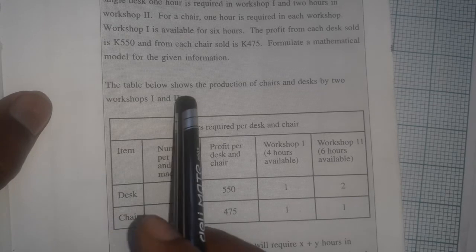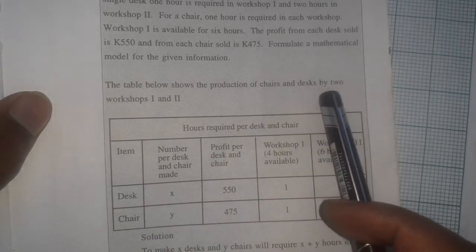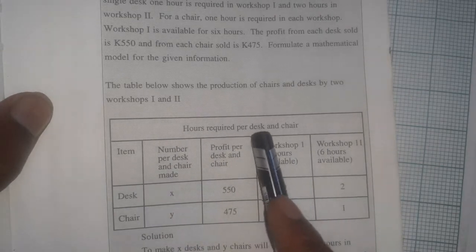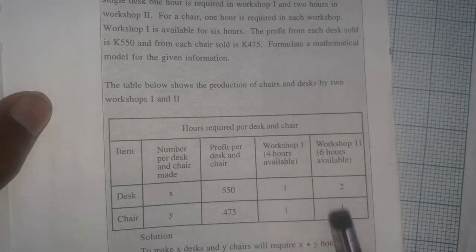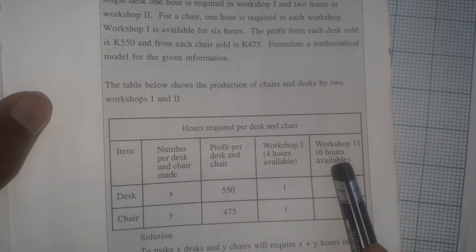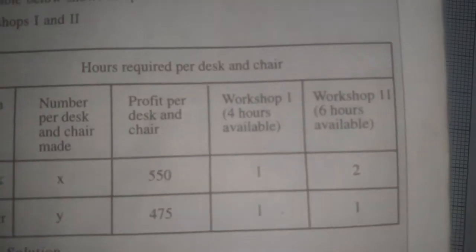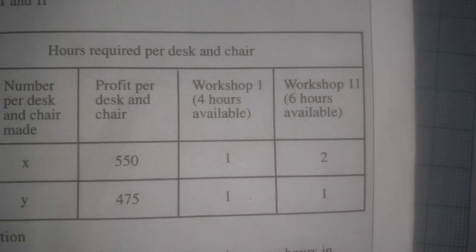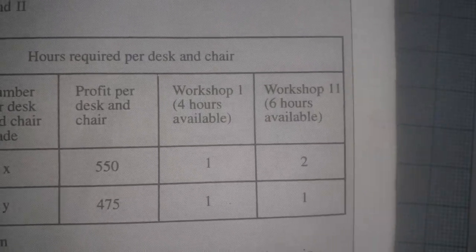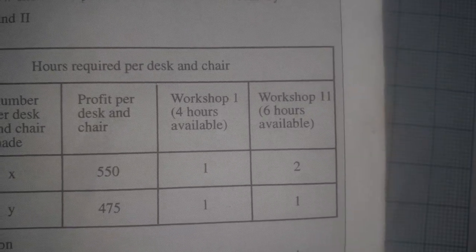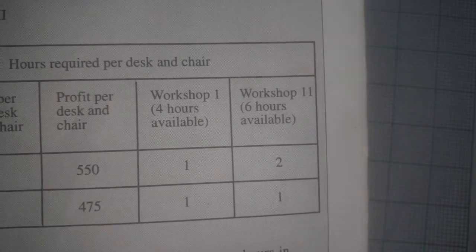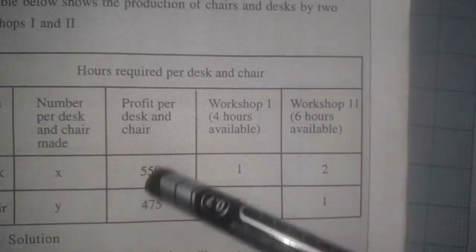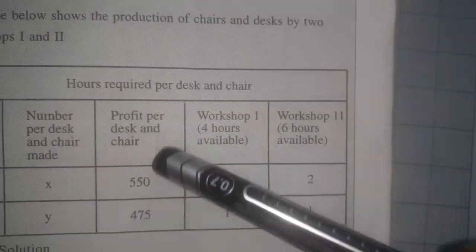Okay? The table below shows the production of chairs and desks by 2 workshops. So the hours required per desk, and you've seen the hours that are required. Then the total hours available in workshop 2, as you can see here. Okay, workshop 2 has got 6 hours available. Then workshop 1 has 4 hours. So I think the question should have read just like I mentioned, that workshop 1 is available for 4 hours, and then workshop 2 is available for 6 hours. Then we have a profit here. Okay, take note of this.